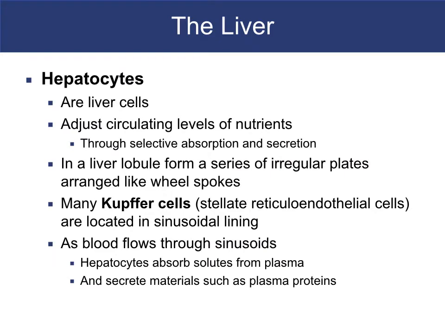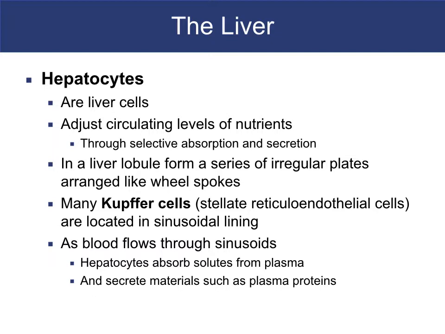Hepatocytes are liver cells. They adjust the level of nutrients. They take stuff out. They put stuff back in. And I think it also includes some Kupffer cells. You should know this word. These are reticuloendothelial cells. What are reticuloendothelial cells? They're kind of like macrophages and cleaner-upper cells, right? That's right.